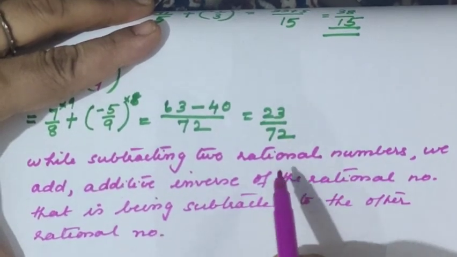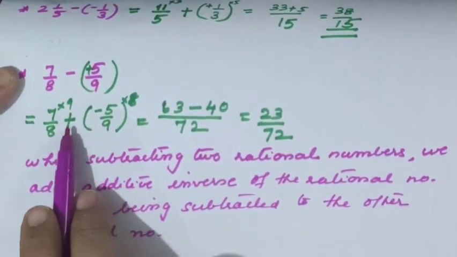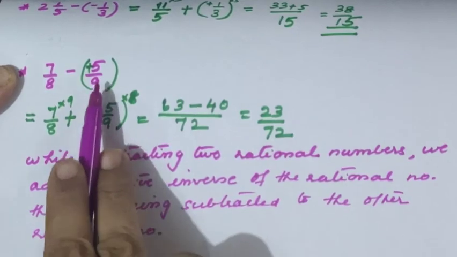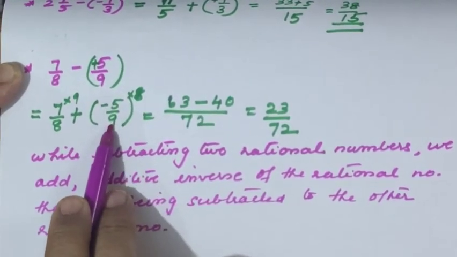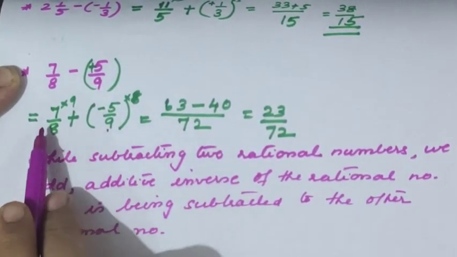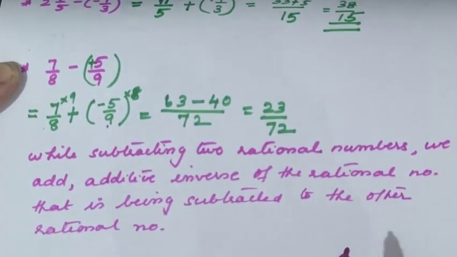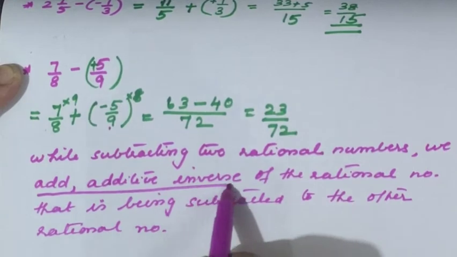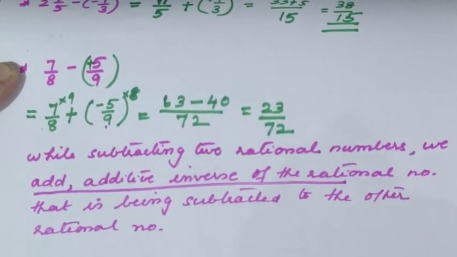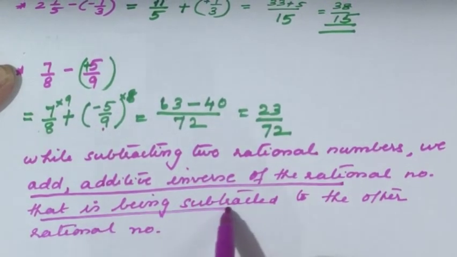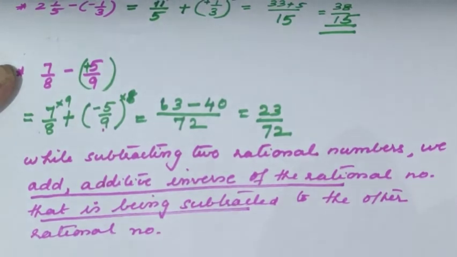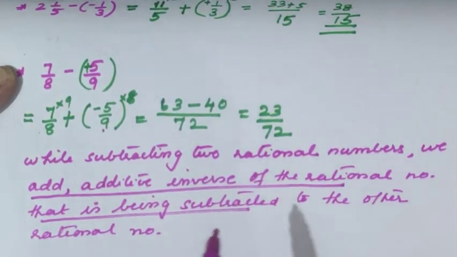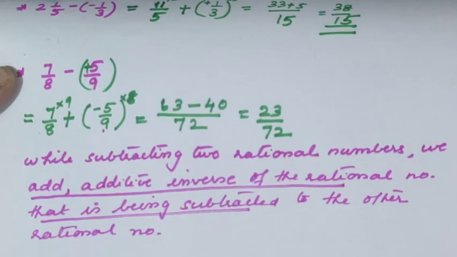Okay, what we learned, we have to add the additive inverse of the number that is being subtracted to the other rational number. This is the theory we have learned there. We add the additive inverse of the rational number that is being subtracted. I think the point is very clear to you. Actually, you know how to do the calculations very easily, but this is the theory behind all these things.